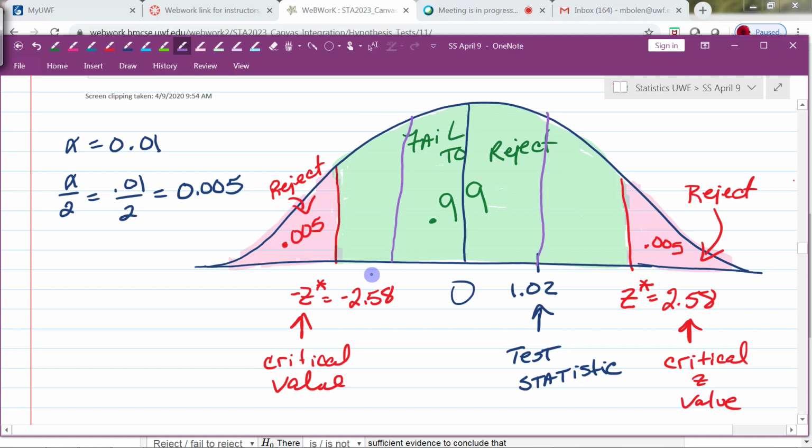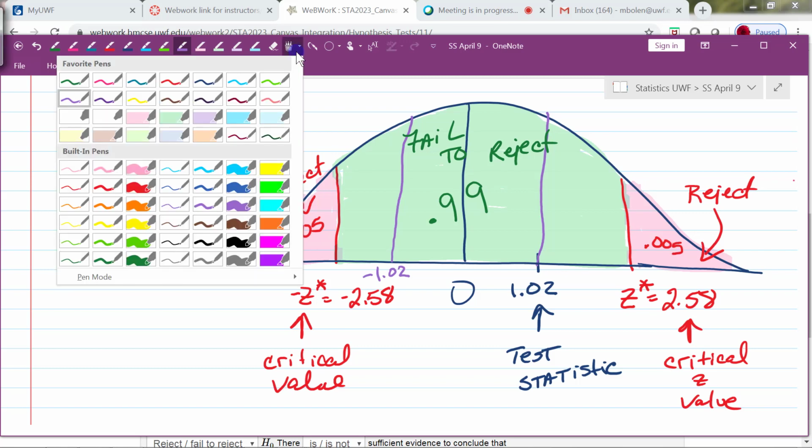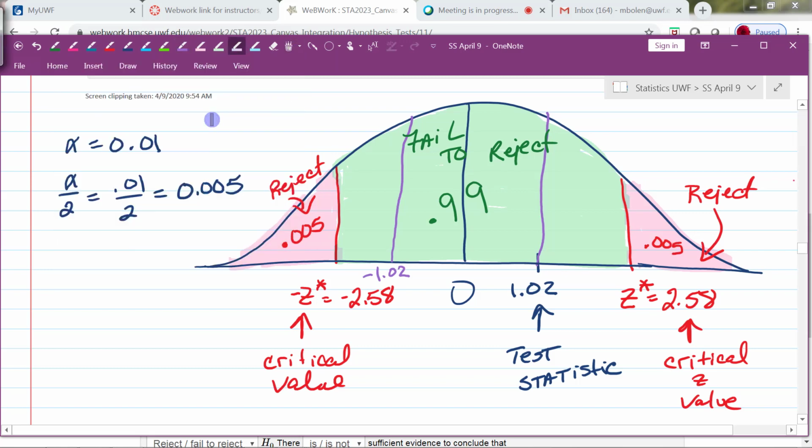Because it's a two-tailed test, we have to look at two areas. We divided alpha in half. We had to share our alpha between two tails because it's a two-tailed test. Because of that, we have to do the same with our p-value. We only have one area, and this is the test statistic, but we have to double it.